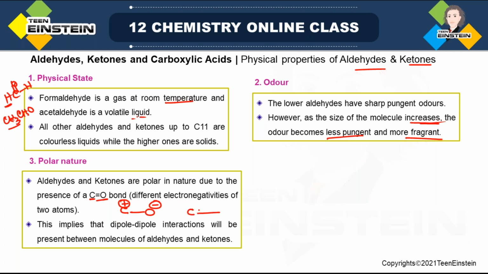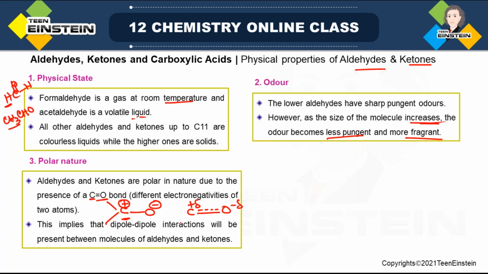And if you are breaking the bond partially, like this dotted line I am using, then there is a partially negative charge and a partially positive charge. Fine. Because of this difference in electronegativities, there will be some polarity, and this also implies that dipole-dipole interactions will be present between molecules of aldehydes and ketones. Here you can see positive charge is generated.